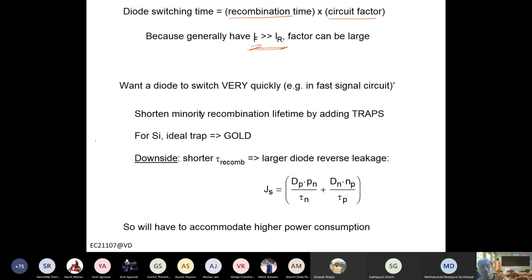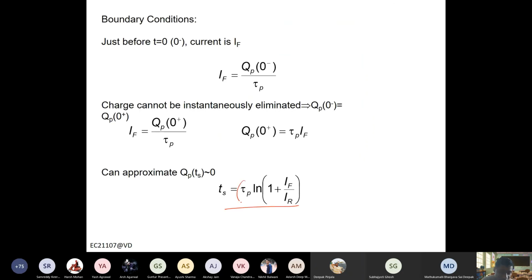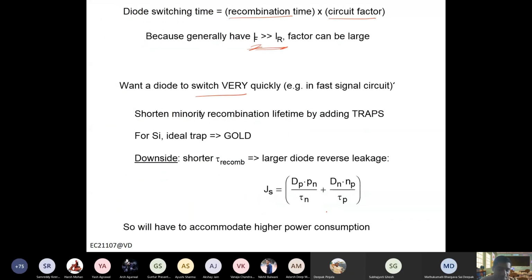So to turn it off quickly, what we can do is increase the tau p, right? And how can we increase tau p? We can inject deep traps, because it depends on trap levels, right? So how can you introduce traps? For silicon, gold acts as a trap, so you can dope it with gold. By adding these traps, that will allow the p-n junction to switch faster.